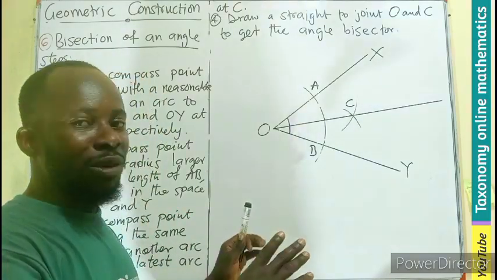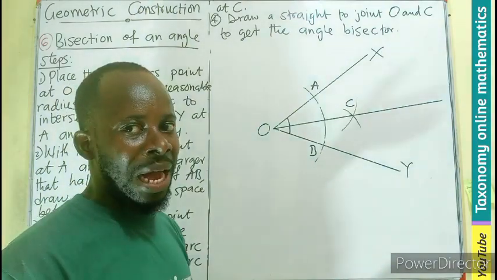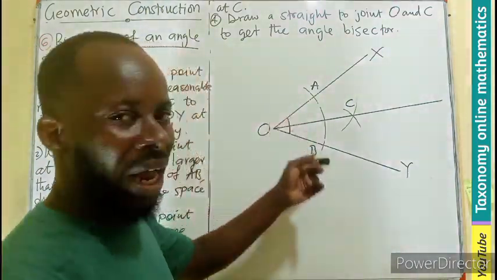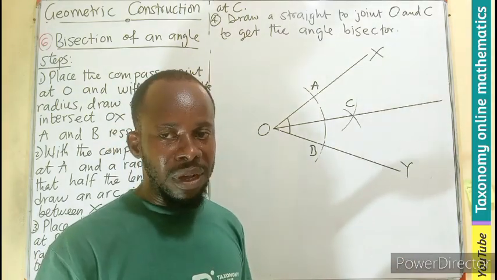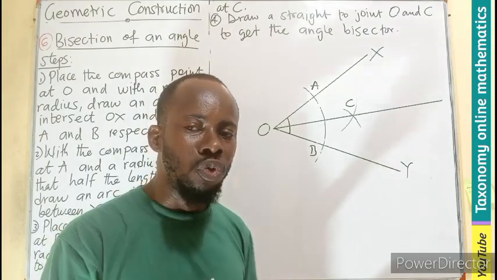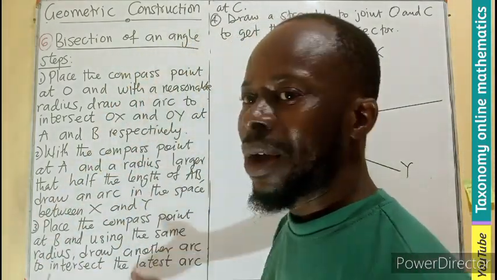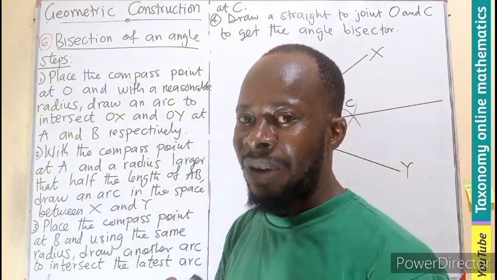So angles can be in any form. You know the various types of angle we have: acute angle, typical example. We can have the reflex, obtuse, and so on and so forth. Any angle given to you, if you want to bisect it, divide it into two, the procedure we have here will be followed in order to arrive at the bisector of the angle.